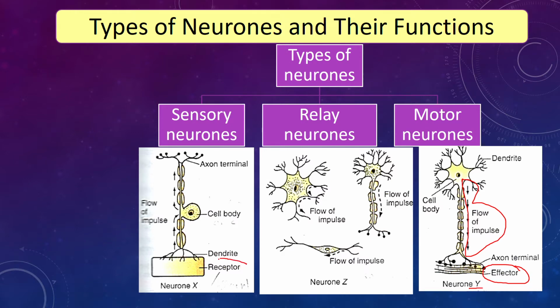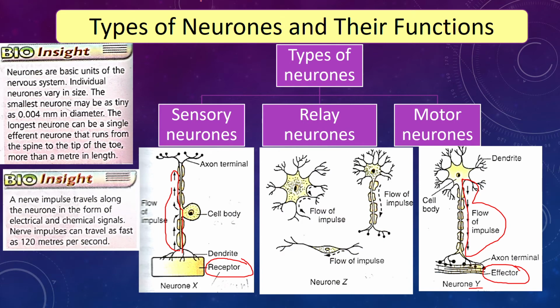If you see that this is receptor, and look at the flow of impulse, that means it is carrying nerve impulse from the sensory organs ataupun receptor ini to the cell body, and then next to the axon terminal over here, and then might be to the next neurons ataupun sambung kepada relay neurons.